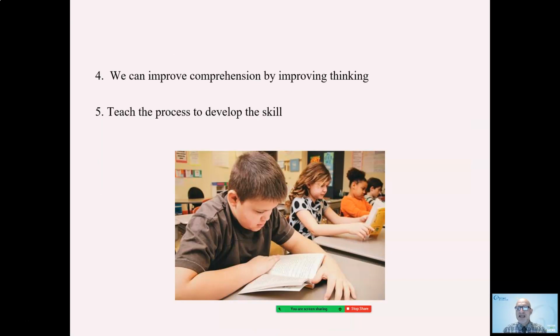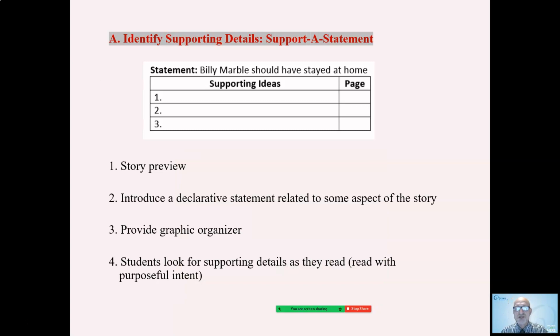But we can improve comprehension by improving thinking. Comprehending is a thinking process. Reading is a thinking process, not simply a responding to letters and words process. It is a thinking process. We are creating meaning. What is the meaning here? Does this make sense? And we teach the process to develop the skill. We need to print up t-shirts with that on it. We teach the process explicitly to develop the skill so they do it automatically, so they don't think about it.